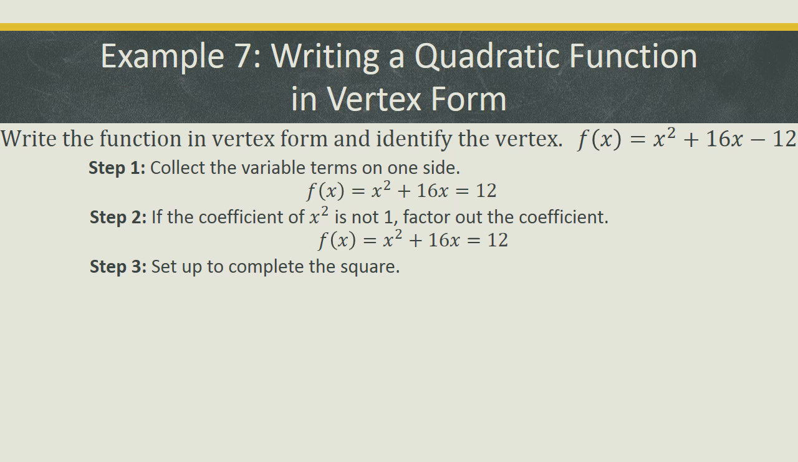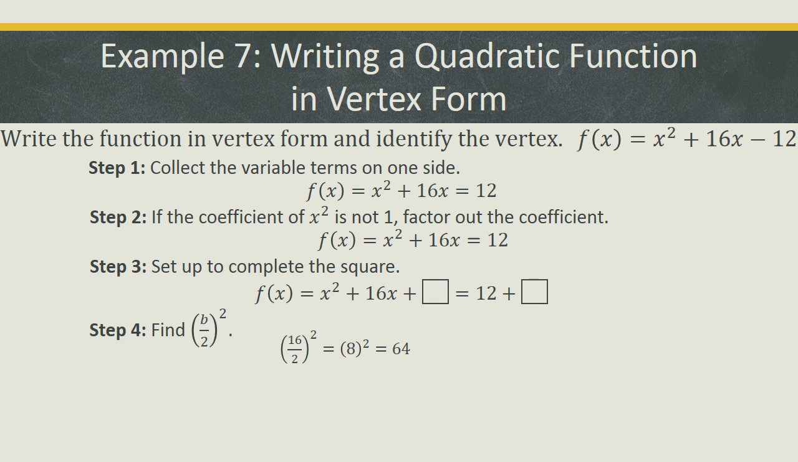Set up to complete the square. So a blank spot after the 16x, and a blank spot after the 12. We're adding these in. Now we need to find the value that goes in there. So (b over 2) the quantity squared. The b value is in front of the x, so we have a 16. Plug in 16 for b. 16 divided by 2 is 8. 8 squared is 64. Take that 64 and plug it into your blank spots.